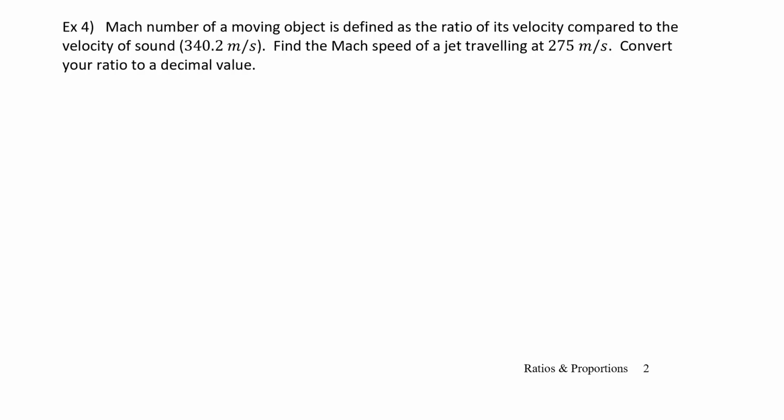Oftentimes, Mach is used in relation to jets. There was a jet called the Concorde, and it could travel faster than the speed of sound. You could travel across the Atlantic Ocean from Europe to North America in a very short period of time. It was specifically designed to break the sound barrier. It's a little known fact that the reason why it never took off here in North America was it was in direct competition with a lot of the American companies.